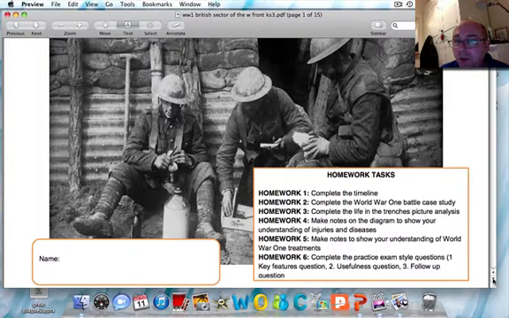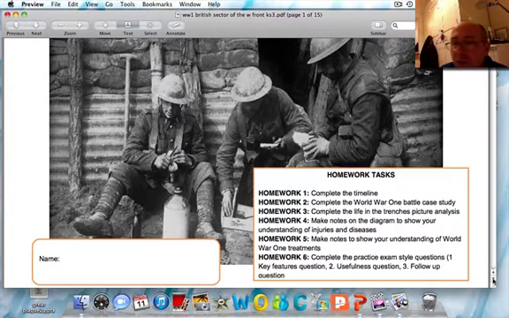Homework 1 is to complete the timeline. The second task is to look at the individual battles. Homework 3 is to complete the life in the trenches picture analysis. 4 is to make notes on the diagram to show your understanding of the new injuries and disease. 5 is to make notes on your understanding of treatments that resulted from these injuries. And then homework 6 is to apply this new learning to a sequence of GCSE style questions.